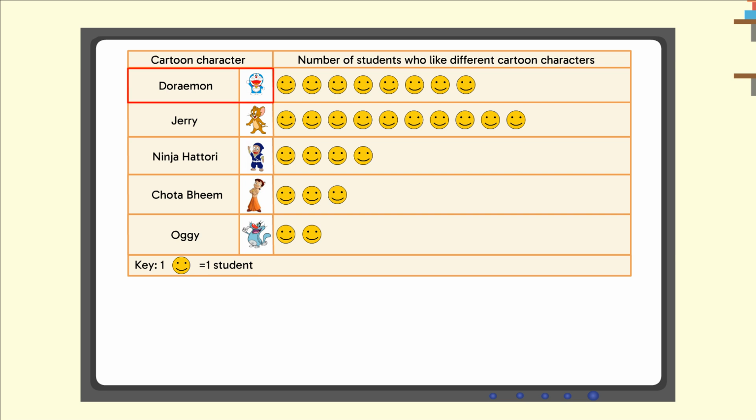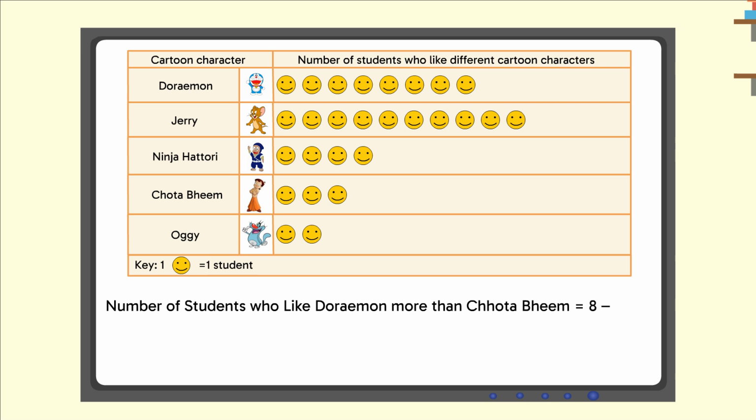How many more students like Doraemon than Chhota Bheem? 8 students like Doraemon, while only 3 students like Chhota Bheem. So, the number of students who like Doraemon more than Chhota Bheem is 8 minus 3, which is 5.